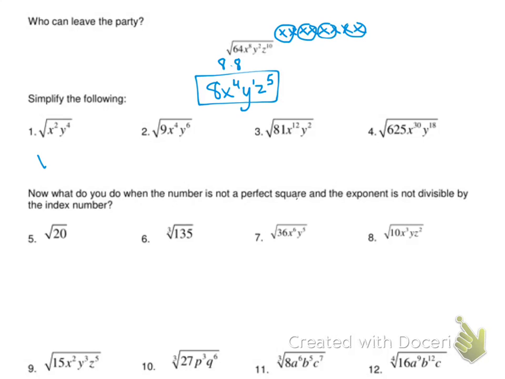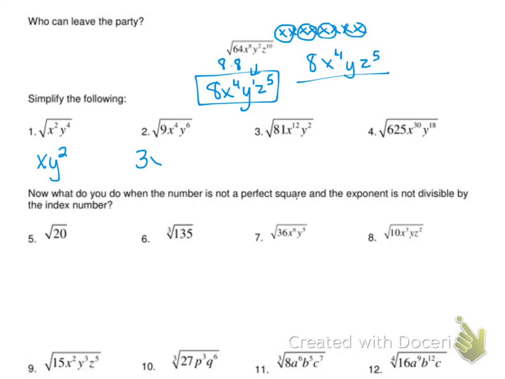There's our answer. We usually don't put the little 1, so the best answer would be 8, x to the 4th, y, z to the 5th. Okay, so that would be the very best answer. So let's look at some of these down here. I have 2 x's and 4 y's. So who gets to leave the party? x, y squared. So there's 1 pair of x's and 2 pairs of y's that get to leave.